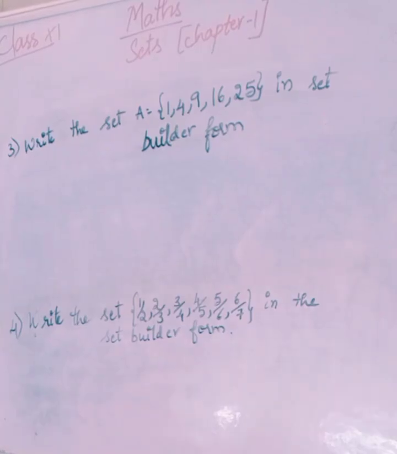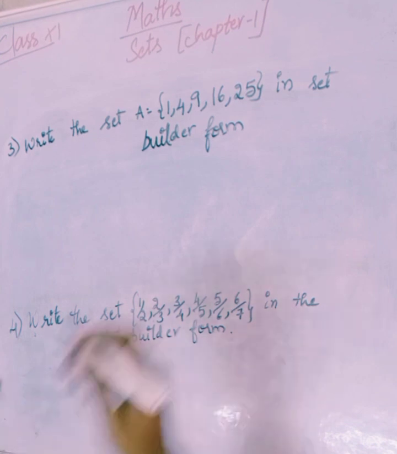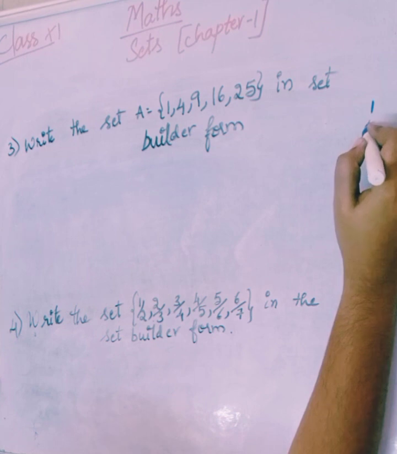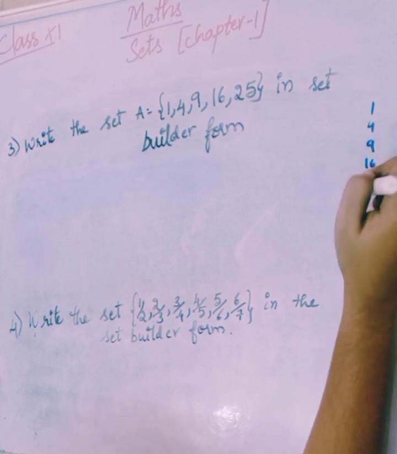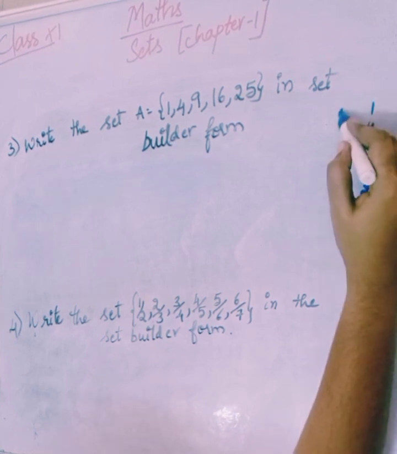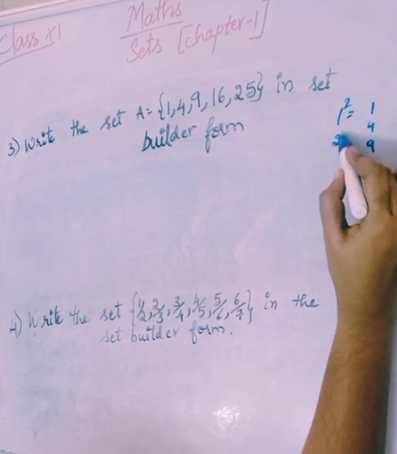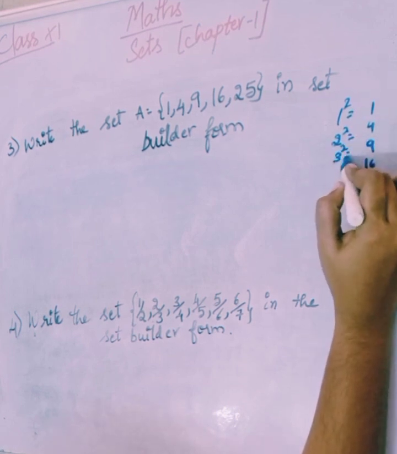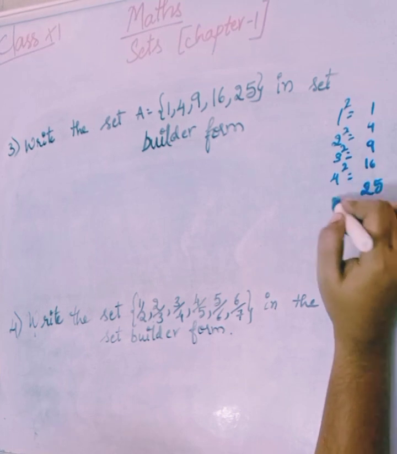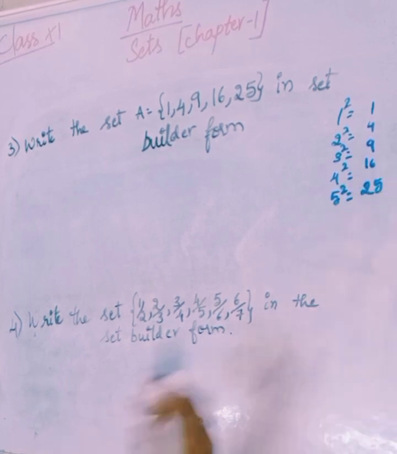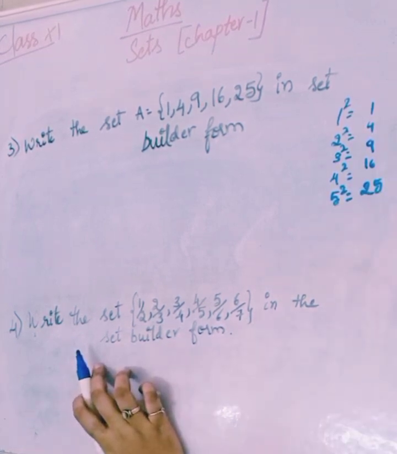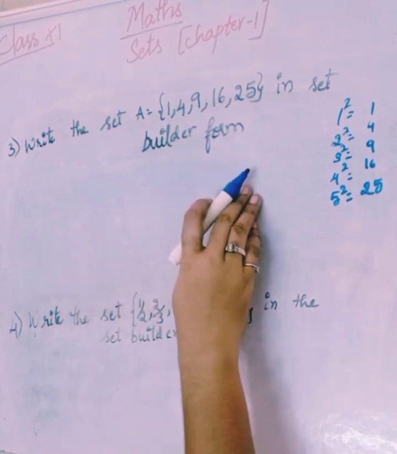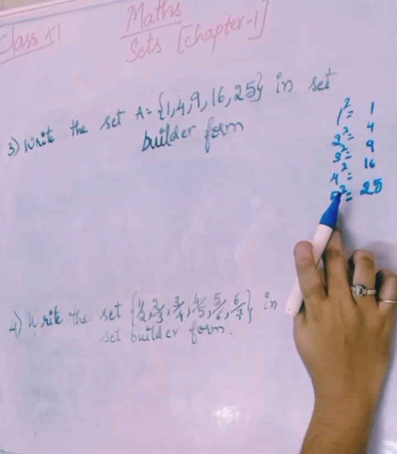Example 3. Write the set A is equal to {1, 4, 9, 16, 25} in set builder form. They gave 1, 4, 9, 16, 25. We can observe these are square numbers, is it right? 1 square, 2 square, 3 square, 4 square, 5 square. So in set builder form, in an easy way, we can write that it is the square of the numbers up to 5.